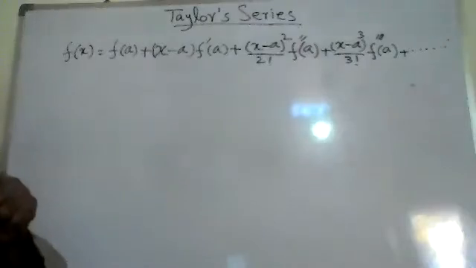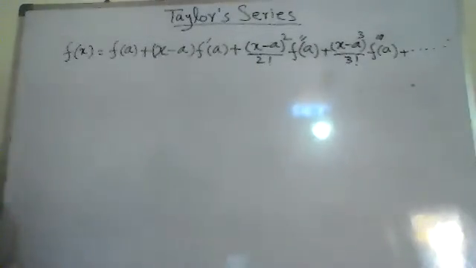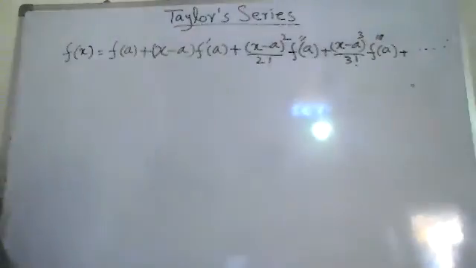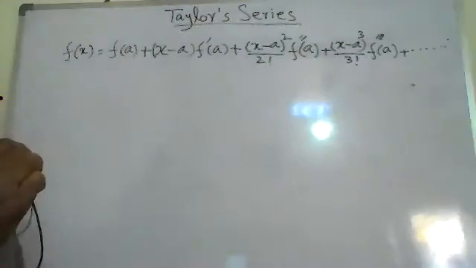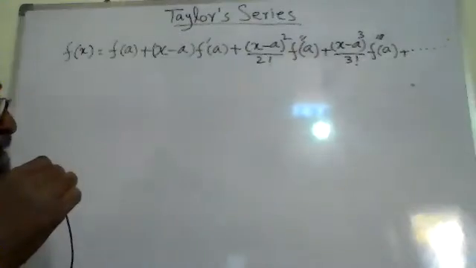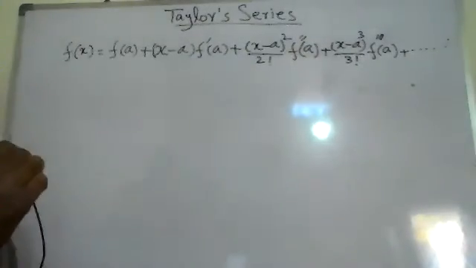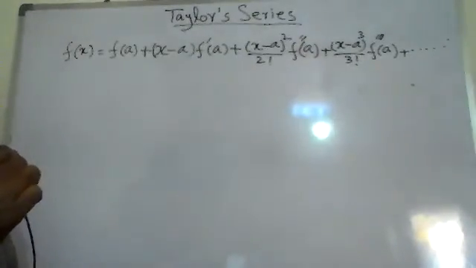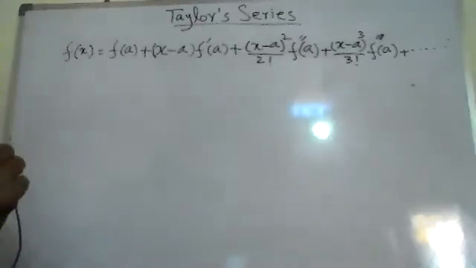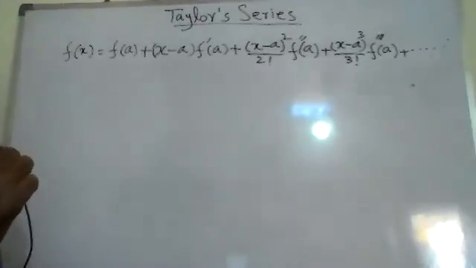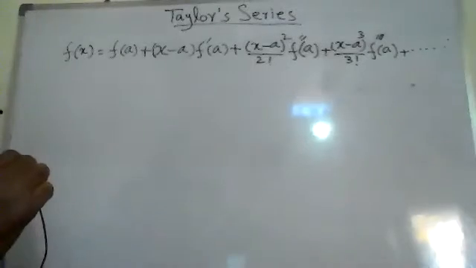Then x is replaced by a. It will become f triple dash a. Then it is multiplied by x minus a whole cube upon 3 factorial. That will be the fourth term. In the same way, we will find the fourth derivative of f of x, and then x is replaced by a, and it is multiplied by x minus a whole raised to power 4 upon 4 factorial, and so on.